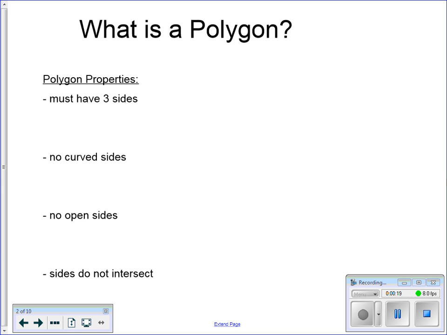So, what is a polygon? Well, a polygon is a shape, all right? But in order for a shape to be considered a polygon, it must meet these four requirements. First, it must have at least 3 sides. So a triangle would be considered a polygon. A square also would be considered a polygon. However many sides, as long as it has at least 3.